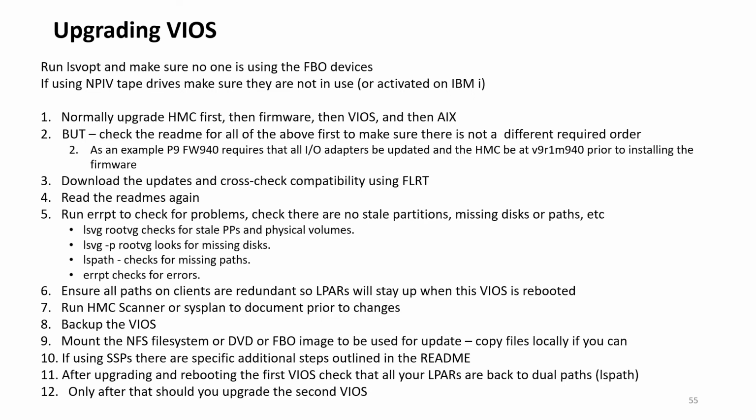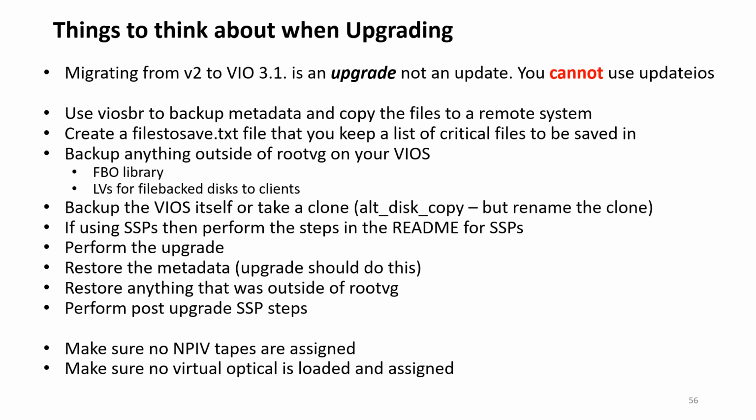If you're using shared storage pools, there's some additional steps that you must take prior to the update and after the update, and those are outlined in the VIO server README. I've already mentioned this, but going from version 2 to version 3 is an upgrade, not an update. So you have to use the upgrade command, the VIOS upgrade.